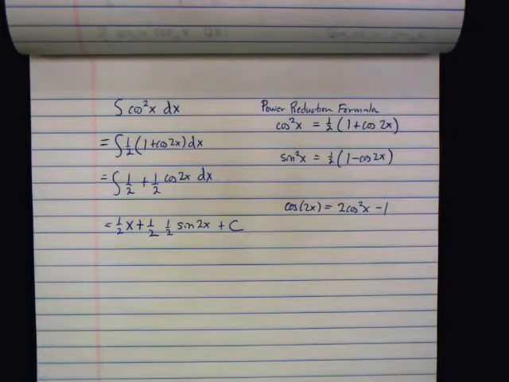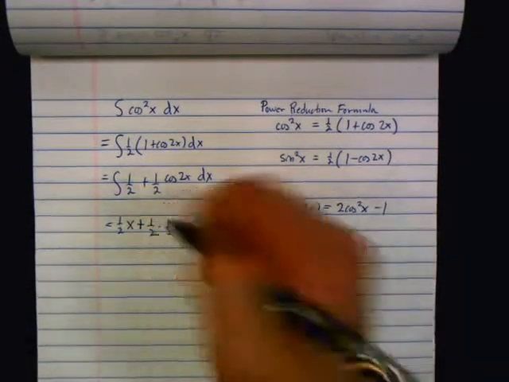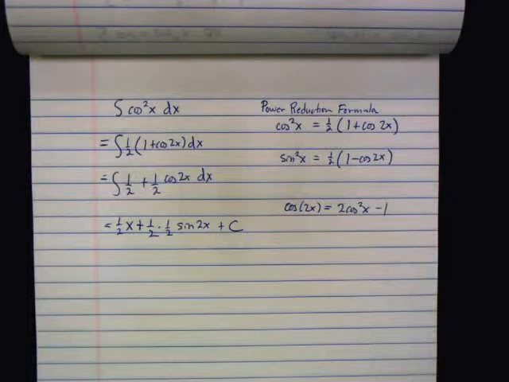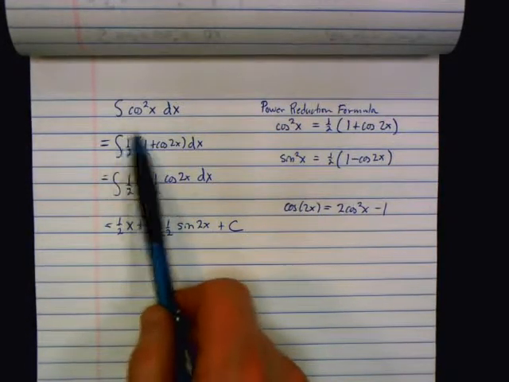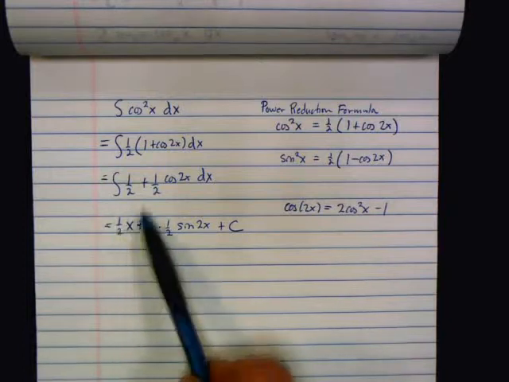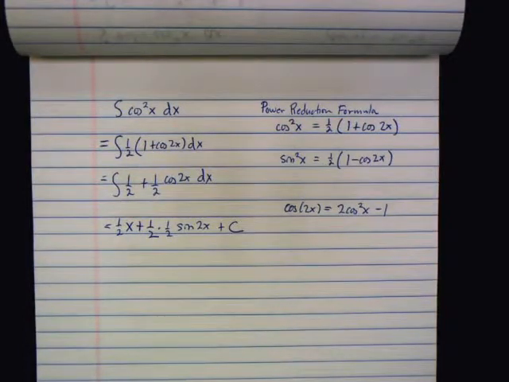Questions on that? Couldn't we have saved ourselves some writing by just taking out the 1/2? Absolutely, I could have. I could have just taken this 1/2 and put it out front and then had a 1/2 with a parenthesis. Save myself some writing, sure. I chose not to, I don't know why. Other questions?